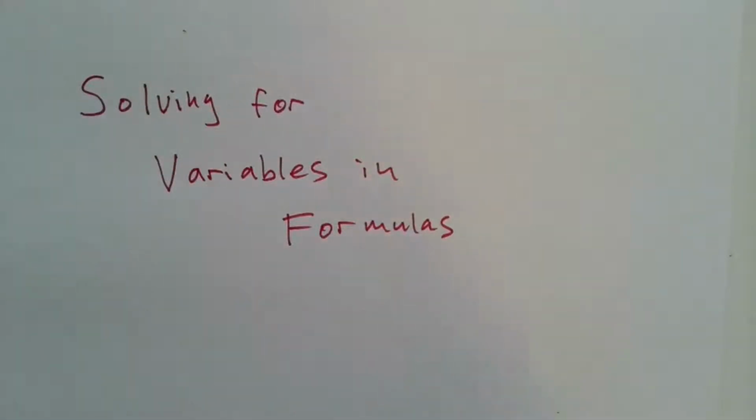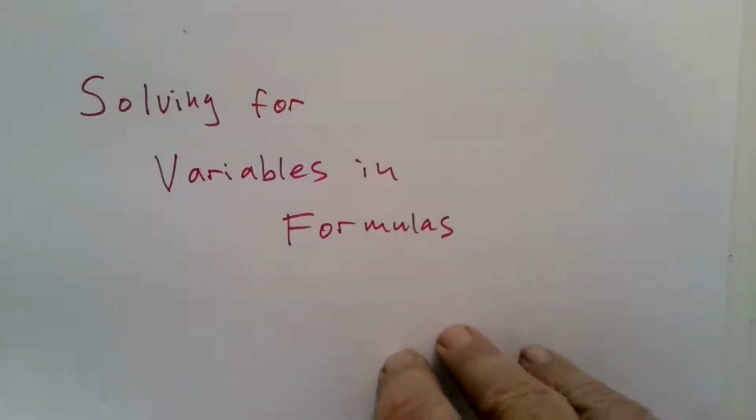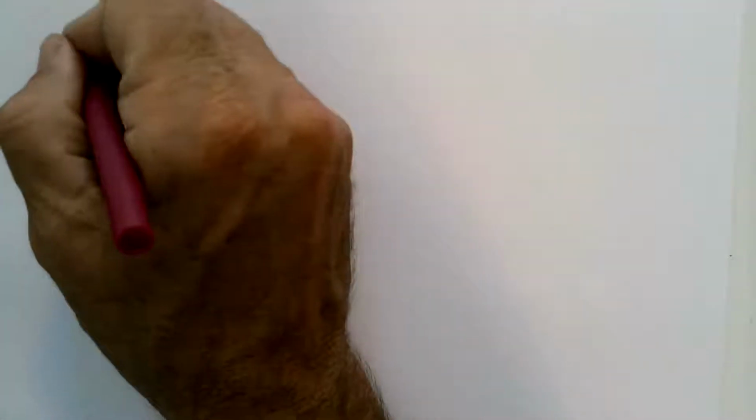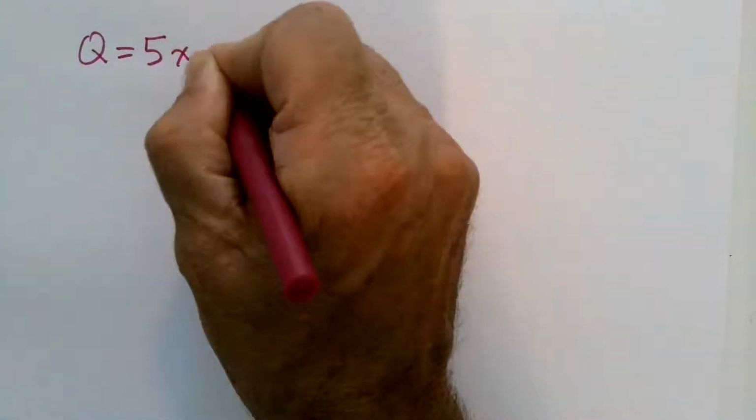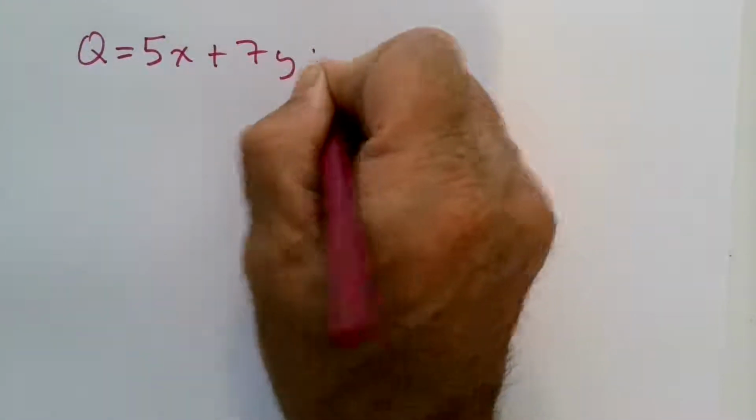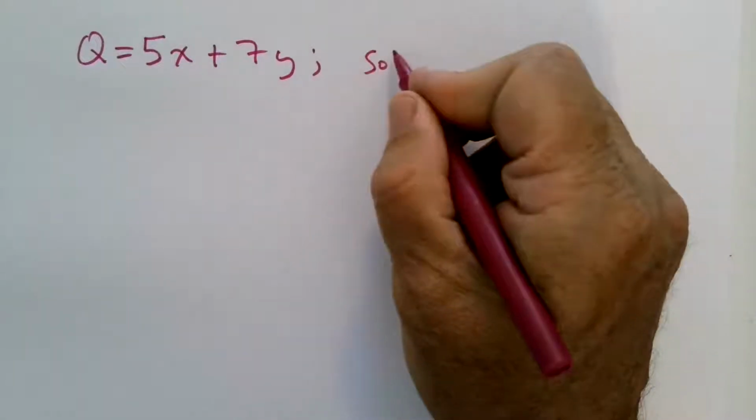This is Bob Capetta from the College of the Florida Keys, and this lesson is on solving for variables in formulas. Our first question will be Q equals 5x plus 7y, and our goal here is to solve for x.